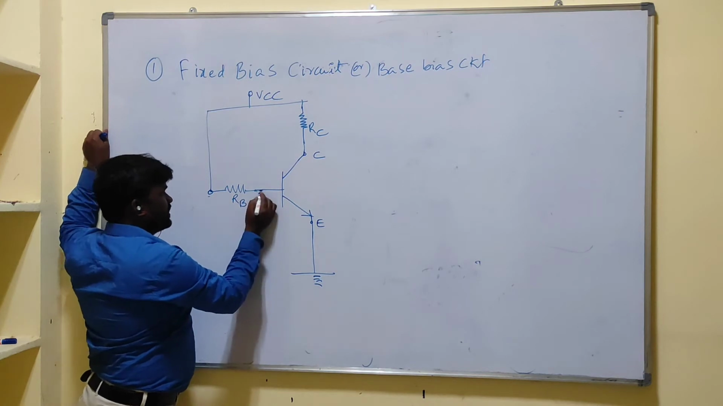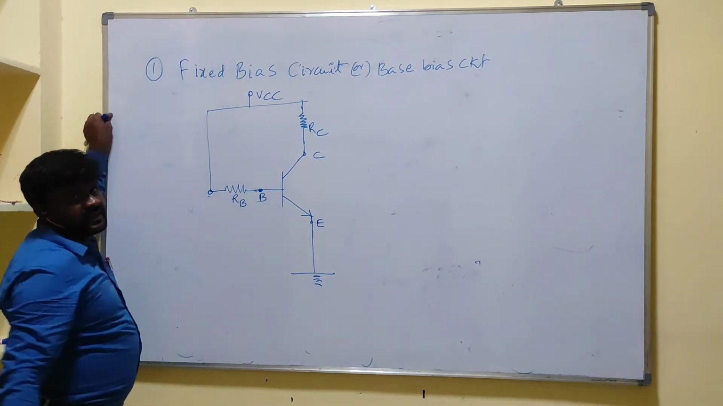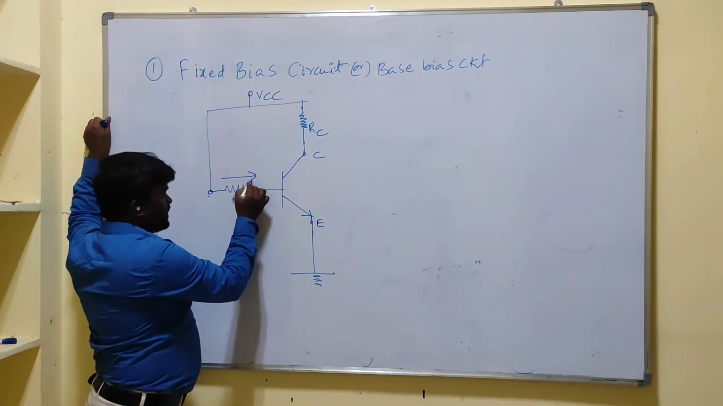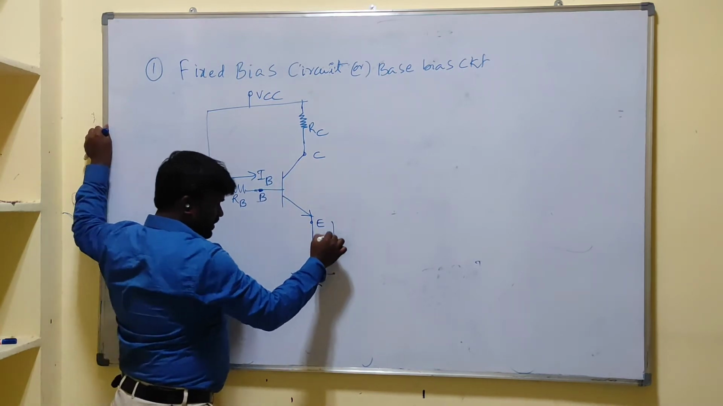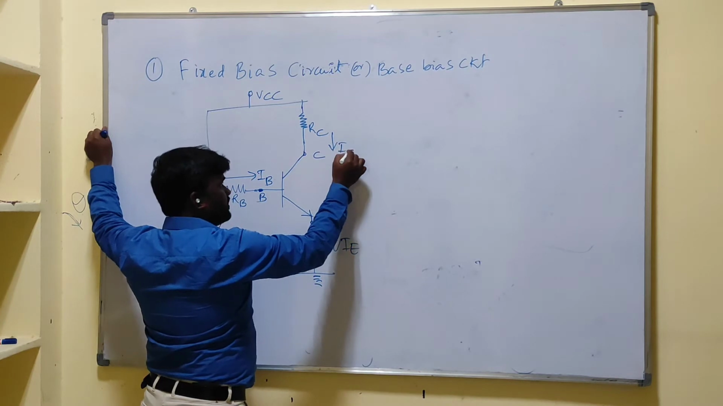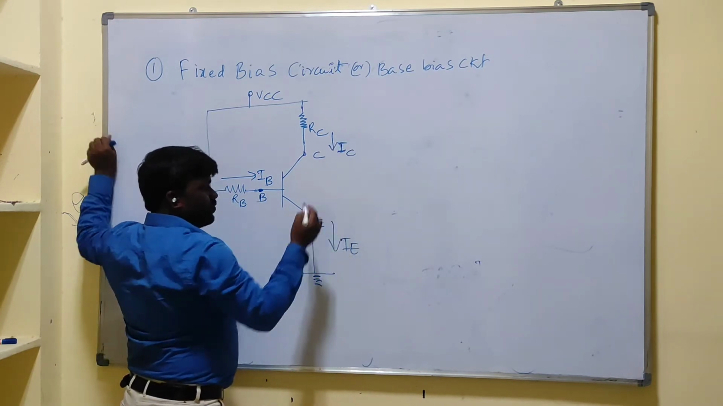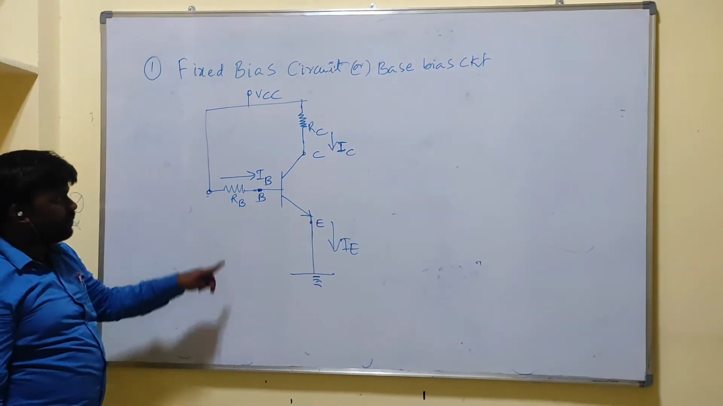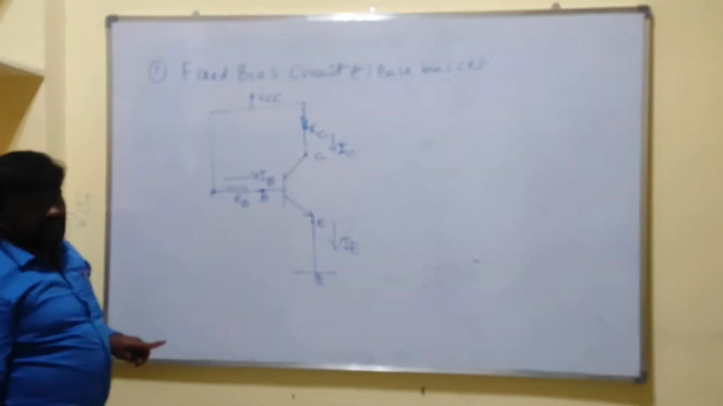Sorry, we can take this one, base terminal. In this we have base current IB. At the emitter we have current IE. At the collector we have IC. We need to determine the operating point for this circuit.